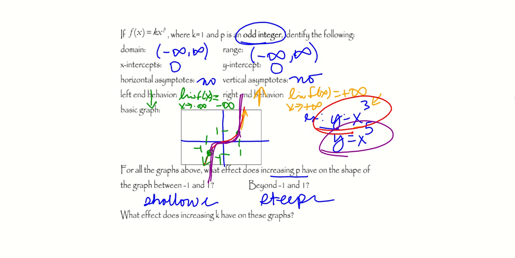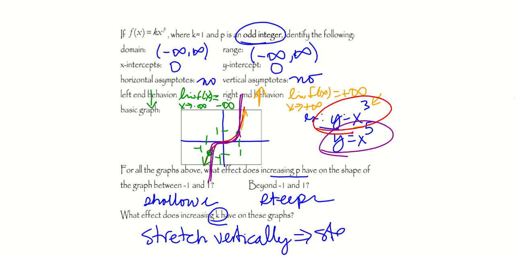If you think about it, that should make sense. When x is bigger than 1, you cube it, it's going to get bigger, and it's going to get bigger when you take it to the fifth than you would to the third. What effect does increasing k have on these graphs? K is our vertical dilation, so it's going to stretch the graph vertically, which is going to make it grow faster. So in general, it will be steeper.